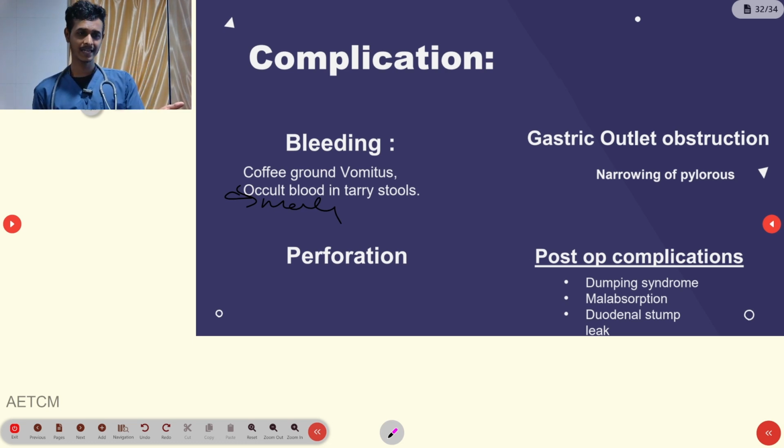Post-op complications include dumping syndrome, malabsorption, and duodenal stump leak. Dumping syndrome means rapid evacuation of gastric content. Whatever content is in the stomach will rapidly evacuate to the duodenal or intestinal part, that is called dumping syndrome. Malabsorption and duodenal stump leak are also complications.